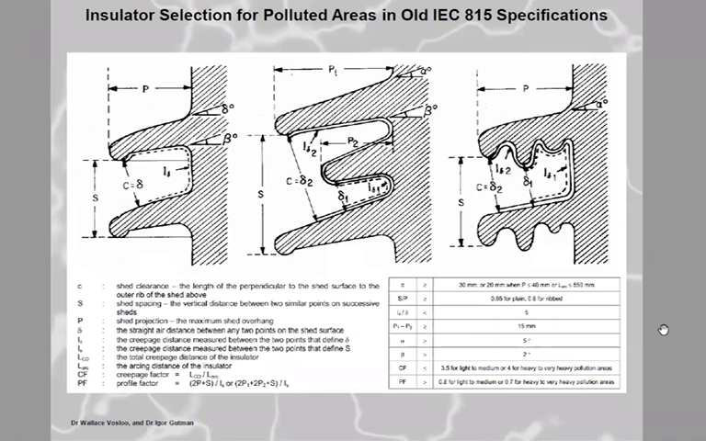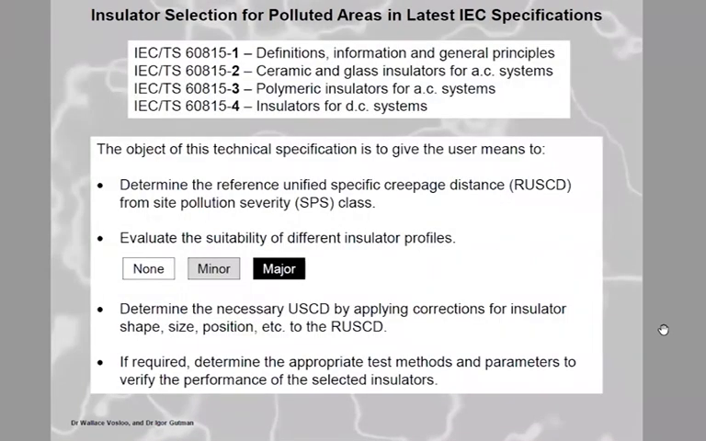And most of the utilities still do it, because then this monster came along: the IEC 60815 latest update. 4 documents. The first one is with definitions, the second one is for ceramics, the third one is for polymers on AC, and then comes the monster number 4 for DC. You must remember there were a lot of CIGRE work groups prior to this, where the guys sat for over 10 years to get everybody's data and information together.